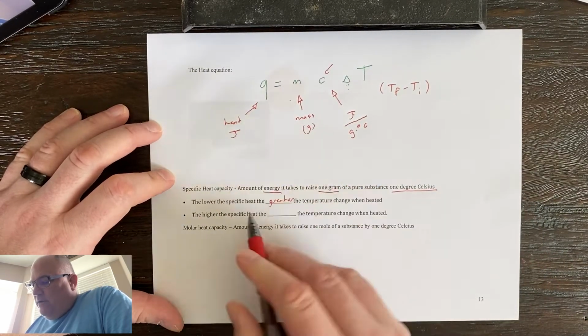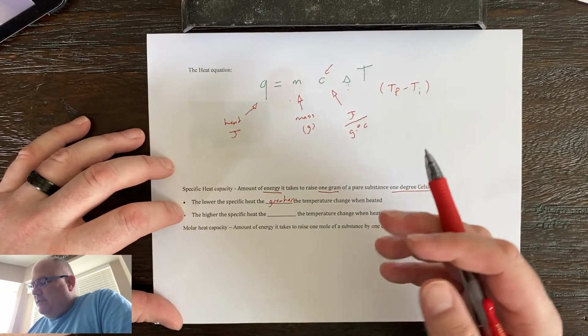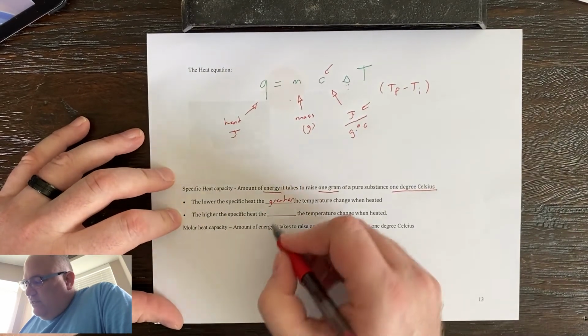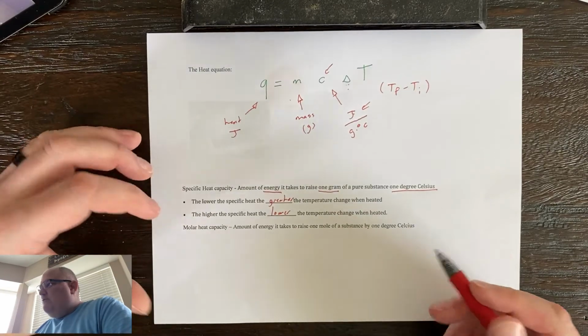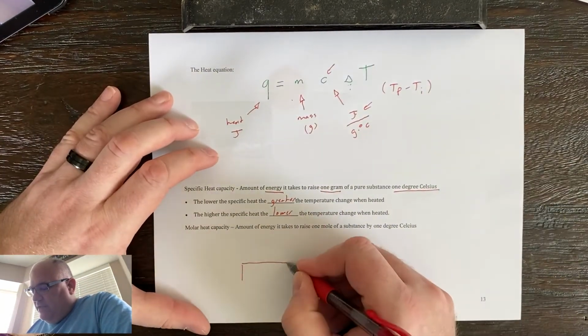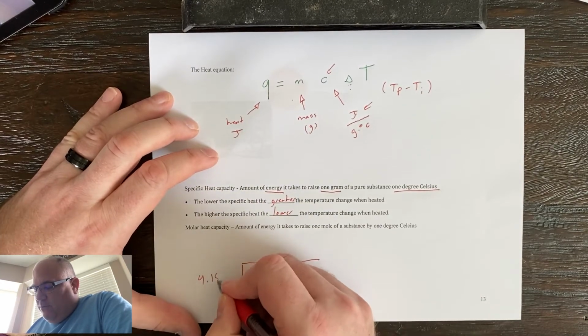Because it would require not very much energy to cause a temperature change. The higher the specific heat, the lower the temperature change when heated. So if you were to heat two things the exact same amount, let's say you had one thing, let's make this water, and that water has a specific heat of 4.184.